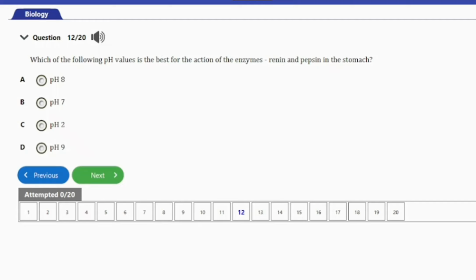So guys, renin and pepsin are actually activated by a pH that is acidic, and the only acidic pH here is option C. So this is pH of 2, and that's actually the pH that is most suitable for activating the renin and pepsin enzyme in the stomach. So that's it for this question. Let's go ahead and consider the next question, guys.